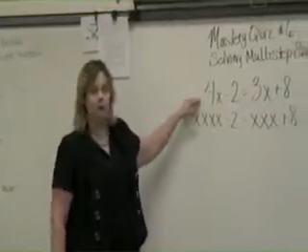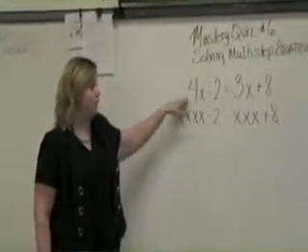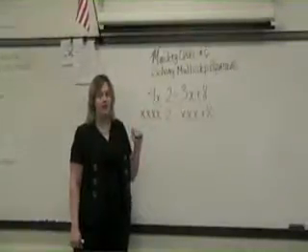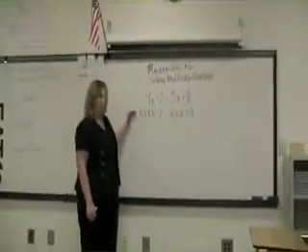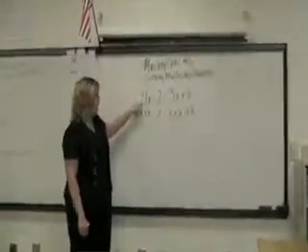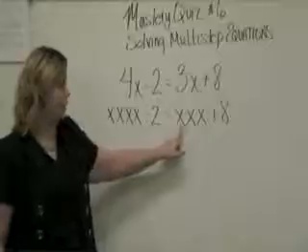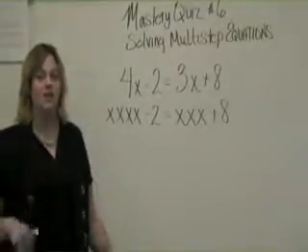So the first problem on solving multi-step equations was 4x minus 2 equals 3x plus 8. What I've done is I've drawn it in pictorial form. 4 x's looks like this, 1, 2, 3, 4, and 3 x's looks like this, 1, 2, 3. So once again, we're going to go through the steps.